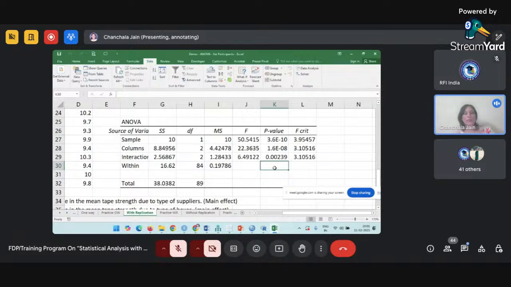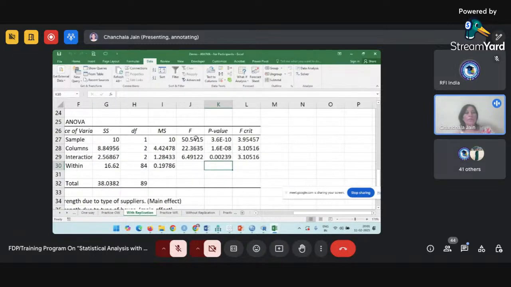Now we'll see the first one, that is the sample case. It is up to you whether you want to compare these two values, or go with the P value. If I compare the critical and the statistic value, you can find the statistic value is greater than the critical value. So if this is the case, what will be the interpretation? Anyone? In case of sample?